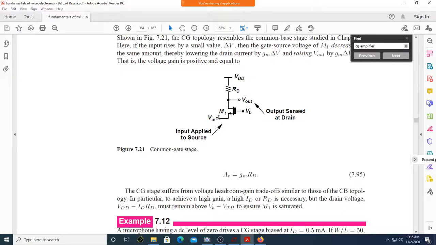Source resistance is 0. The source resistance of the source, not the source of your MOSFET. You have an input source V in, no? So that has got 0 resistance.